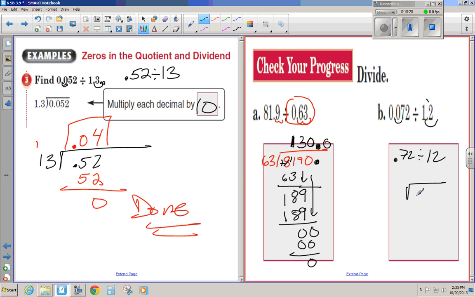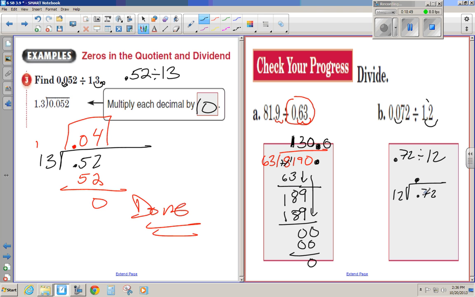The 0.72 goes inside and 12 goes outside. You line up the decimals. You say 12 cannot go into 7, but 12 can go into 72 8 times. Now be very, very careful here.